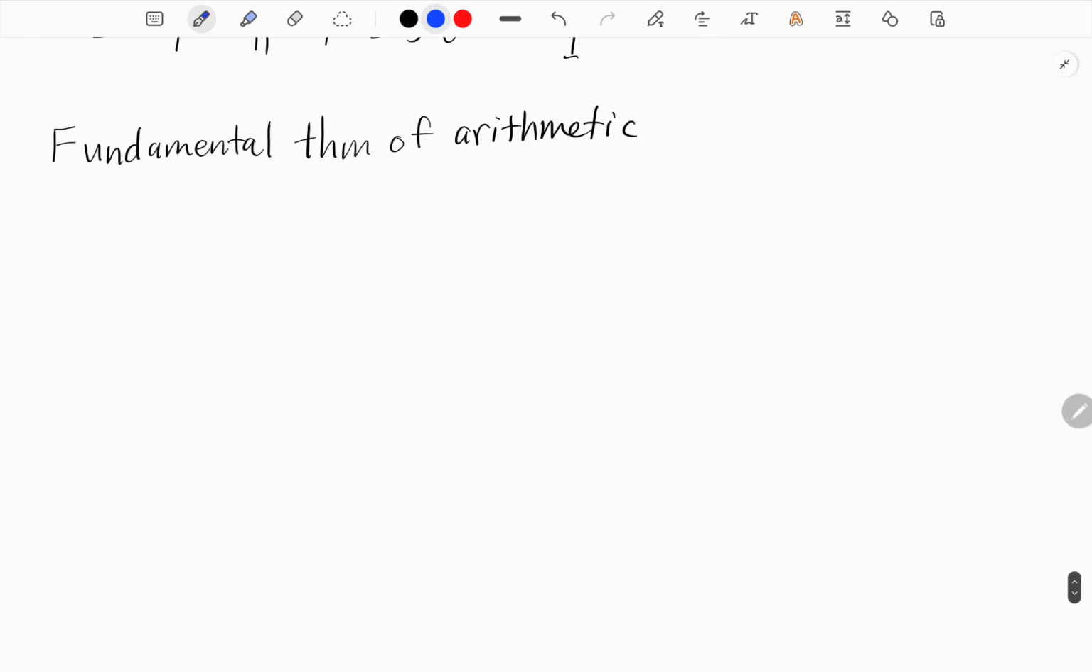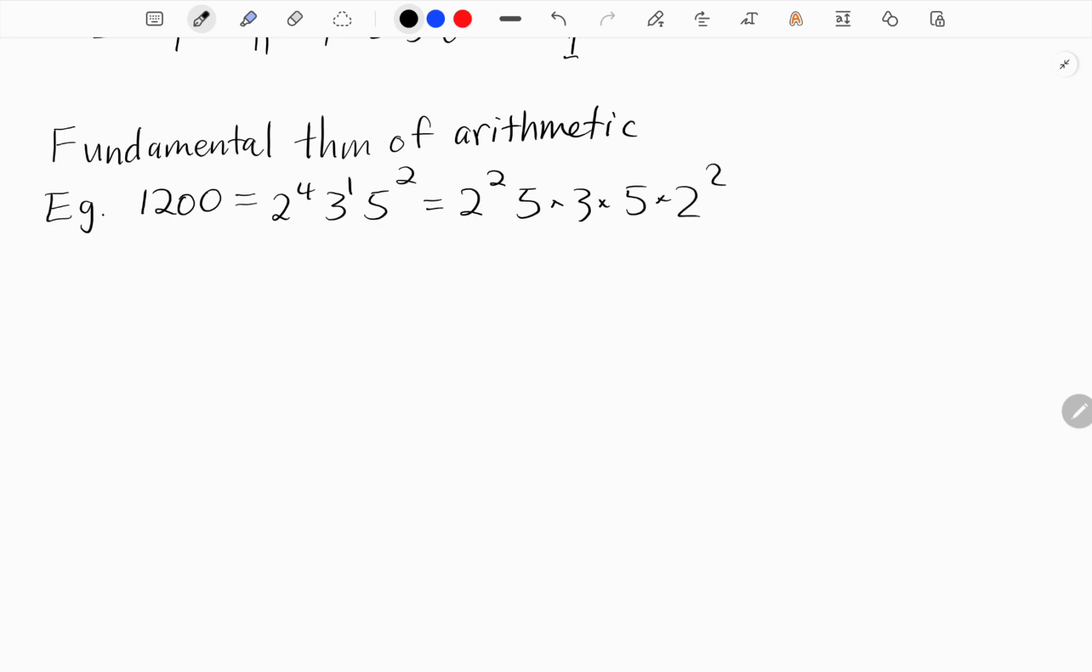So some examples. For example, the number 1200, I can write this as 2 to the power of 4 times 3 to the power of 1 times 5 to the power of 2. But I can also rewrite this as 2 squared times 5 times 3 times 5 times 2 squared. Okay.